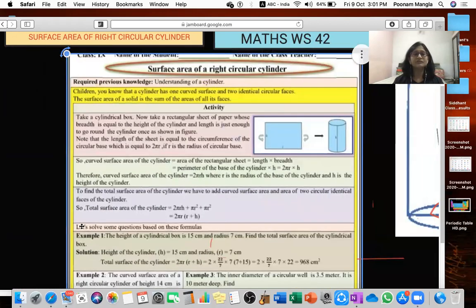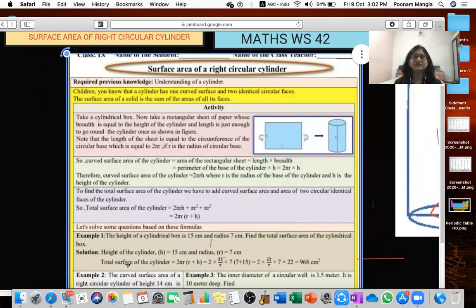Let us solve some questions based on these formulas. Example 1. The height of a cylindrical box is 15 centimeter and radius is 7 centimeter. Find the total surface area of the cylindrical box. Height of the cylinder is 15 centimeter and radius is equal to 7 centimeter.